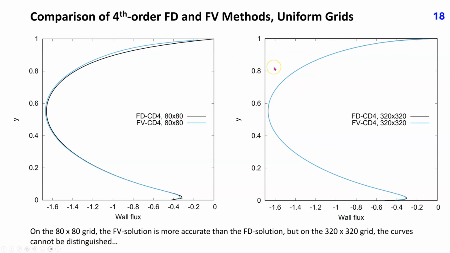In this slide, solutions from finite-volume and finite-difference methods obtained with 4th-order discretization on grids with 80 by 80 in the left plot and 320 by 320 control volumes in the right plot are compared. We see that on the grid with 80 by 80 subdivisions, the solution obtained using finite-volume method is more accurate than the solution obtained using finite-difference method. The difference is much smaller than was the case with second-order methods shown in the preceding slide, but is still appreciable, especially for y larger than 0.5. On a twice-refined grid with 320 by 320 subdivisions, the differences are not visible. The 2 lines fall practically on top of each other.